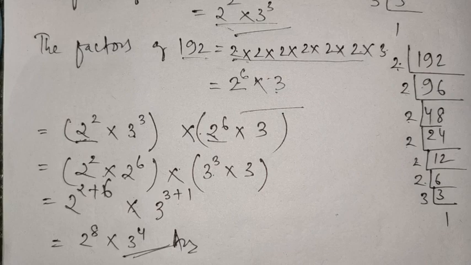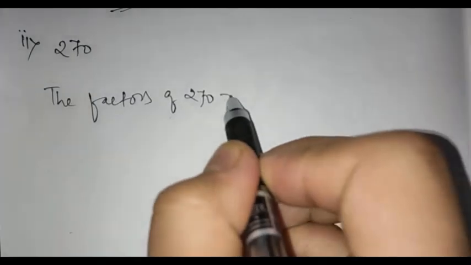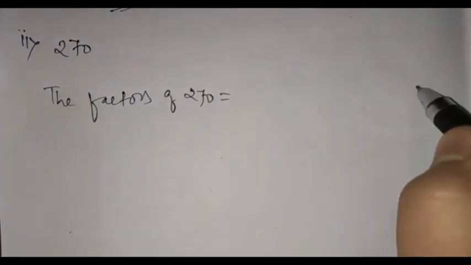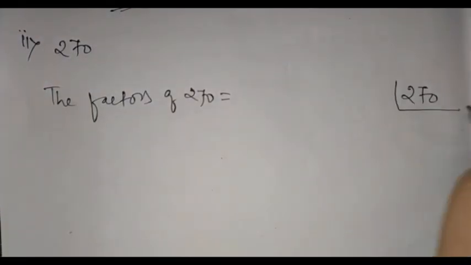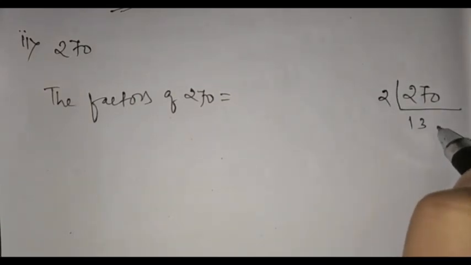Alright, let us proceed to part 2. Similarly, here we have the part 2 question, 270. You have to express this in the exponential form. So you are going to first write the factors of 270. How are you going to find the factors? By doing LCM or the prime factorization method. 2 ones are 2, 2 threes are 6, 2 fives are 10.